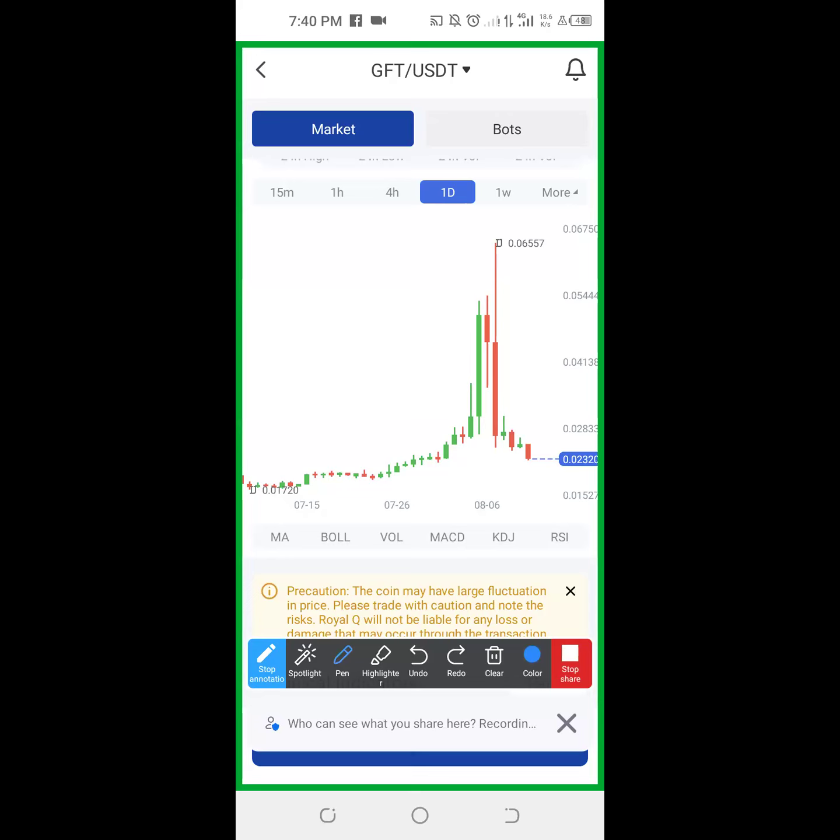MACD will be able to show you the point when you should enter to take massive profits. So all the things I've been explaining, you'll be able to see it now. If you have been looking for a tool or an indicator that will show you that this coin is about to pump so that you can take massive profit, it is the MACD indicator. This is the indicator here in the middle. MACD, you click it.